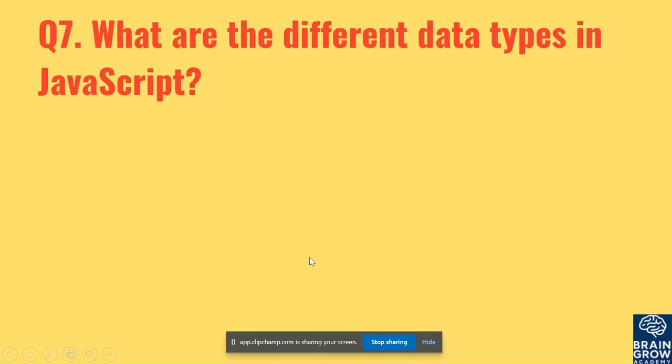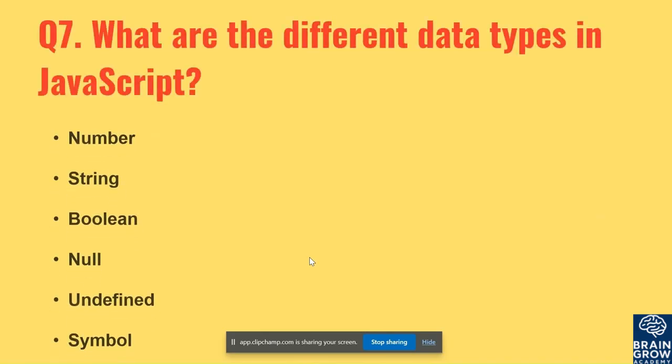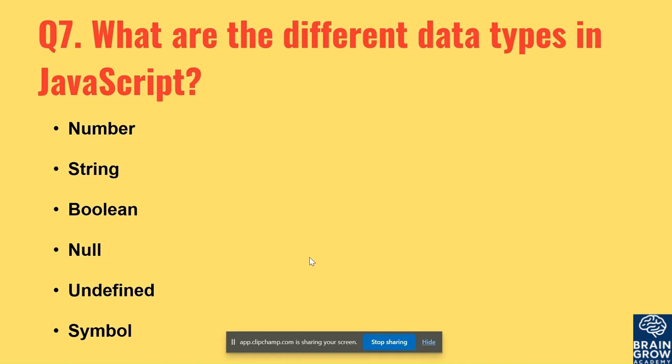After that, what are the different data types in JavaScript? There are number, string, null, undefined, symbol, boolean, and BigInt.